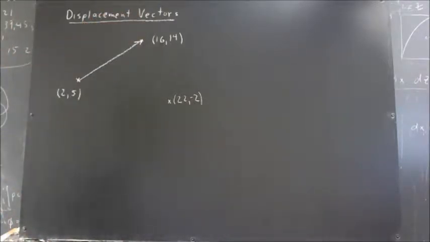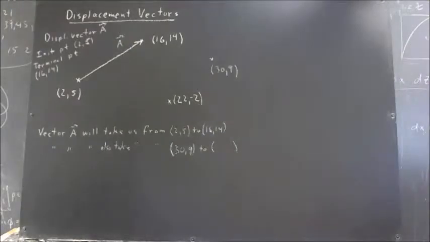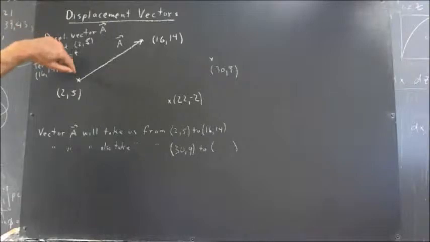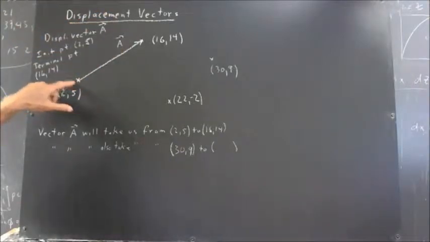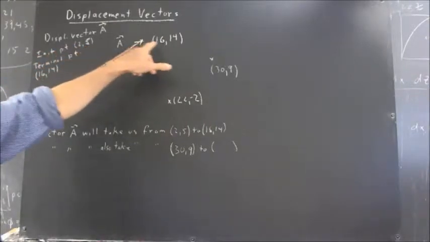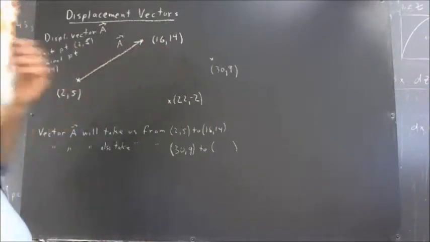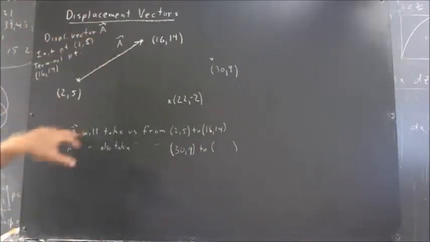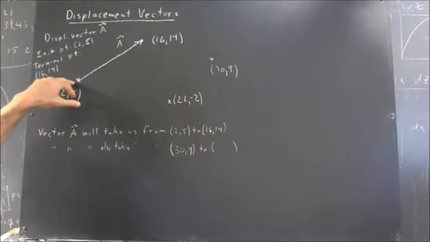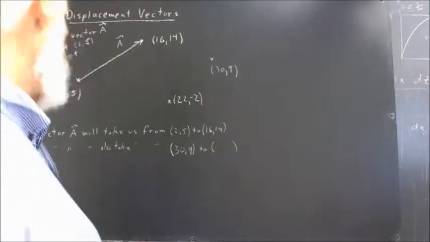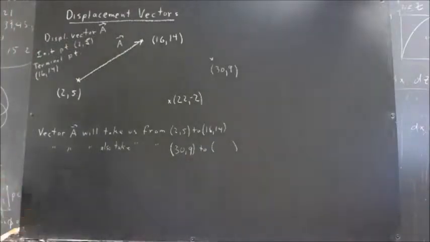I'm going to write down a little terminology. Okay, I call this vector A. This vector is represented by an arrow that starts here, ends here. We call this the initial point. The initial point is (2, 5), and the terminal point here is (16, 14). We say that the vector A will take us from the point (2, 5) to the point (16, 14). Now, question.